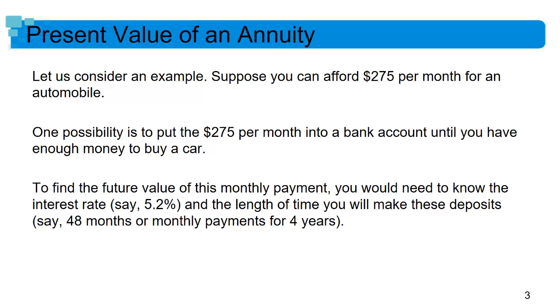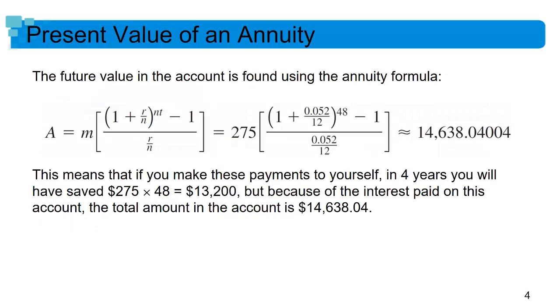In this case, let's say 5.2%, the length of time you're going to make these deposits, let's say 48 months or 4 years. And then you need to use the future value for the account you're going to use, in this case, an annuity. Now, we've seen this before in our annuity videos, so you know where this formula comes from. You plug everything in, and you see that if you do this, you'll have $14,638.04.